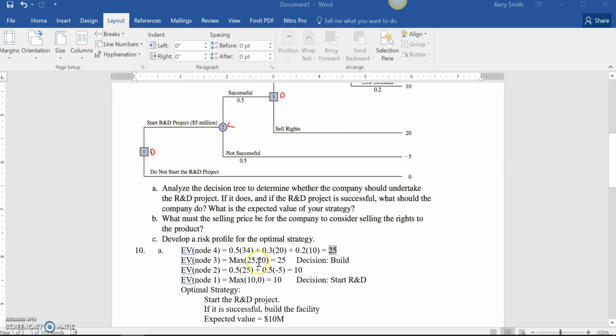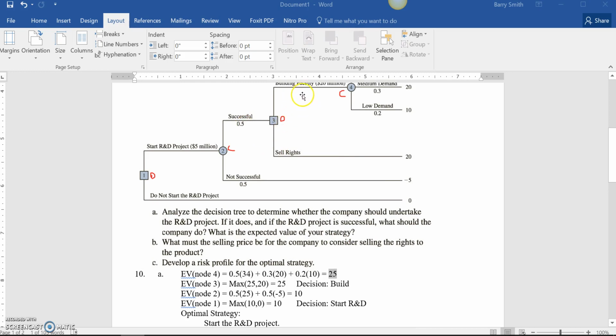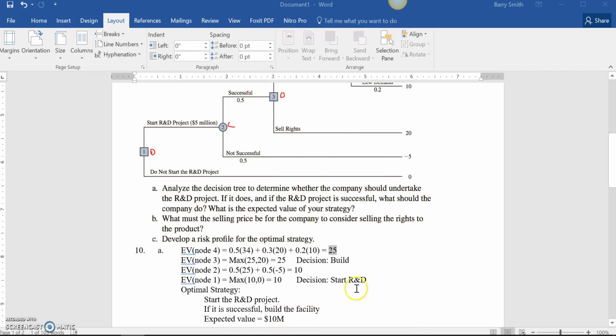So our optimal strategy so far, once we've gone through all those steps, is we're going to start the R&D project. If it's successful, then we're going to build the facility, and our expected value is the $10 million. Okay, so that's part A. Now part B, what must be the selling price for the company to consider selling the rights to the product?